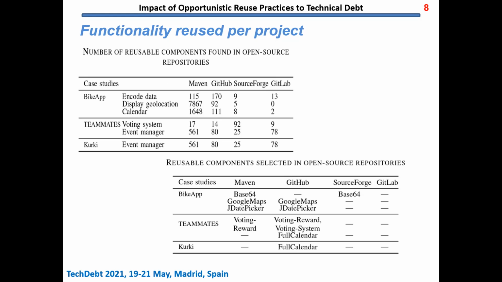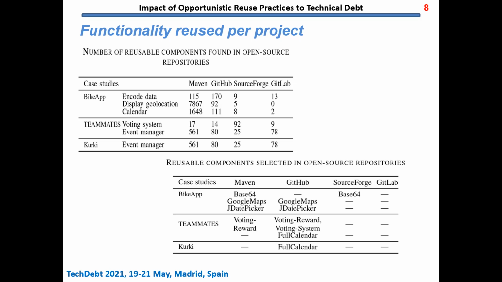In this slide, we can see the functionality reused or found for each of the projects in the different repositories. So the first table shows the number of components we found in these repositories. For instance, for the first application, the bike app, we add a component to encode the data, a facility to geolocate the bicycles, or a calendar system. So here in this table, we can see the number of components found in these repositories.